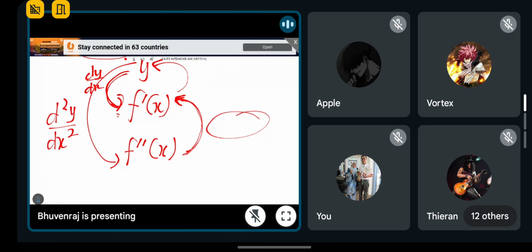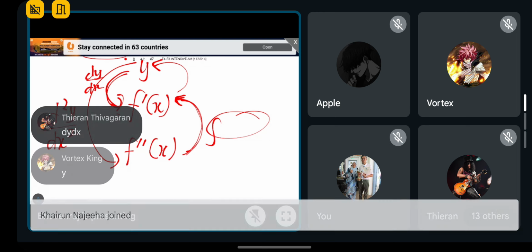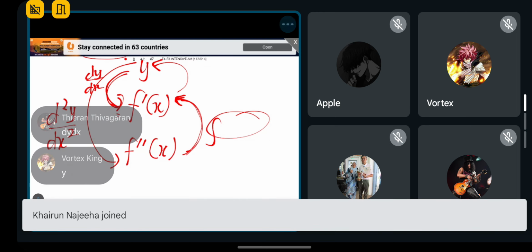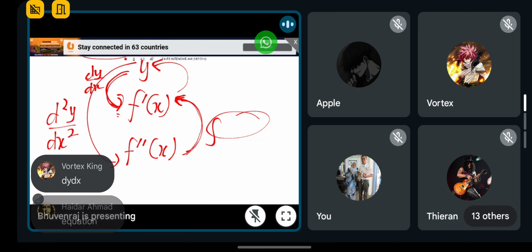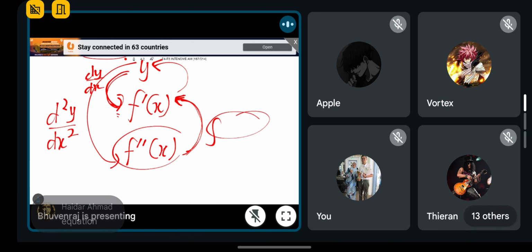Any idea, guys? How to write out? Yeah, correct. Integral. Integral of what? Kamekan apa? Not y, not dy over dx. You actually must integrate these guys. Kamu kena kamekan yang ni.